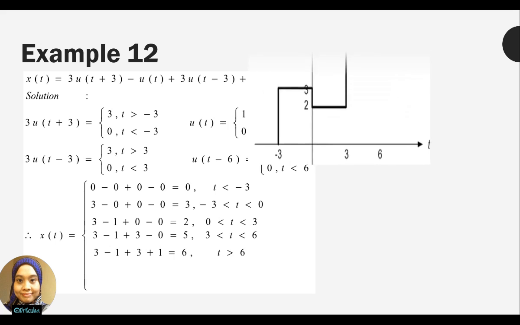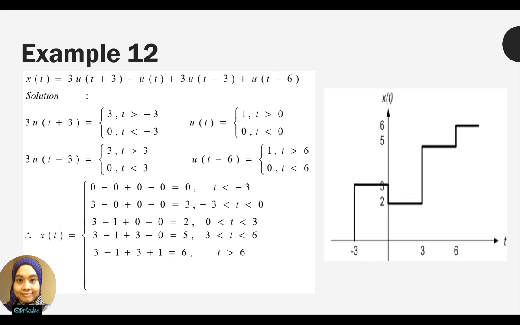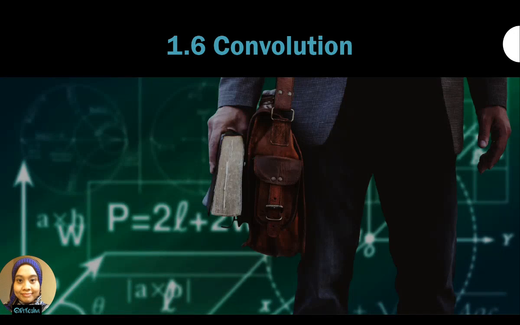There is also example 12 that gives questions based on the unit step function. So try to understand it and how you can use all the signal operations to answer the questions. Okay, that's for signal operations. I want to summarize all these signal operations before I enter the next subtopic, which is convolution.